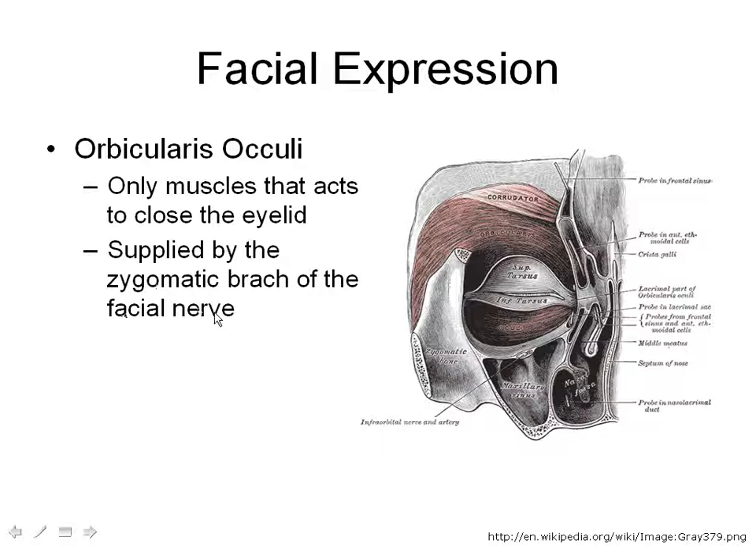If we look at orbicularis oculi, if something orbits, where you're getting orbicularis from, it goes around. Oculi is the eye. So orbicularis oculi is a round muscle that encompasses the eye. This is the only muscle that acts to close your eyelid. So anytime you close your eyelid, you're using orbicularis oculi. It is supplied also by the facial nerve, cranial nerve number 7. You don't have to worry too much about these branches.